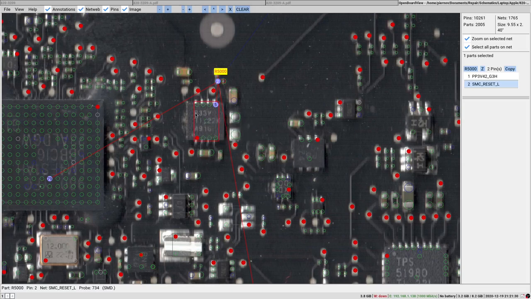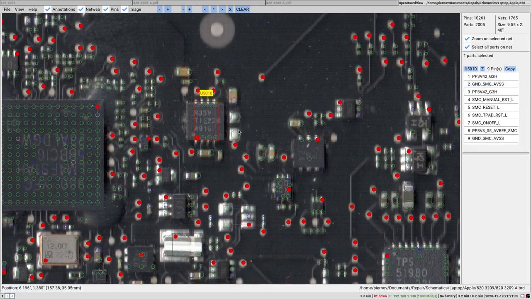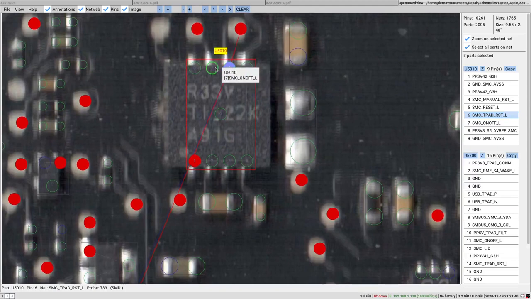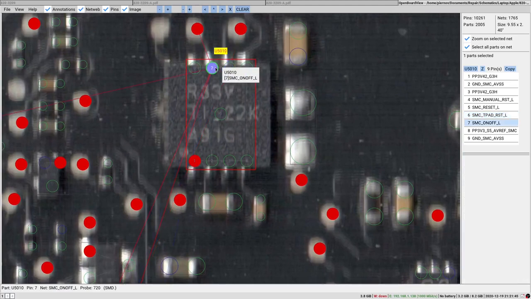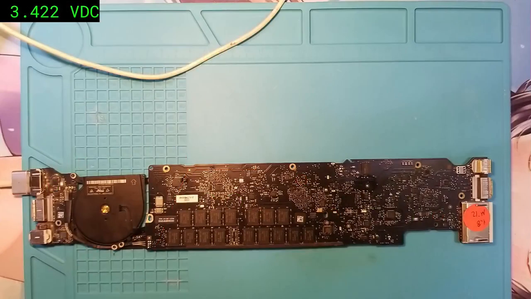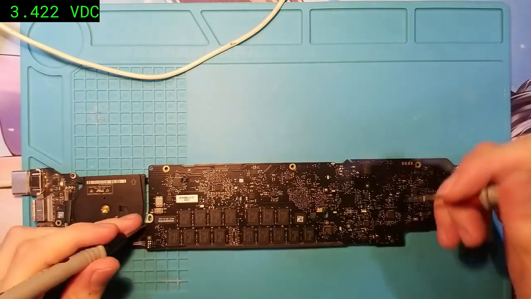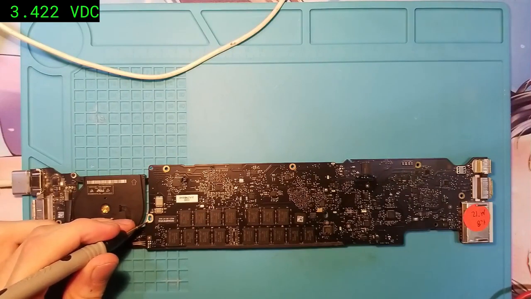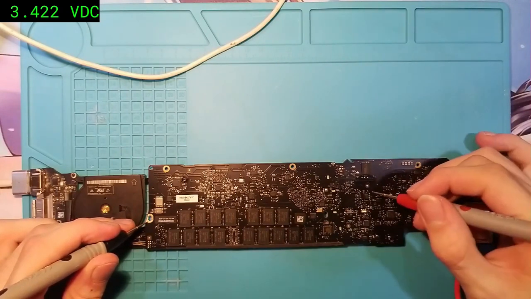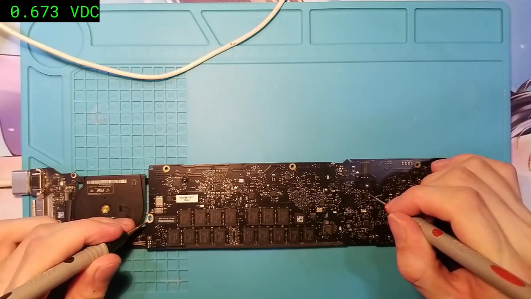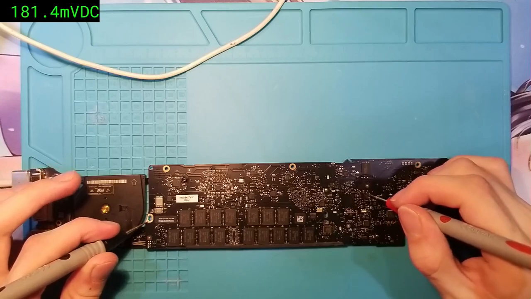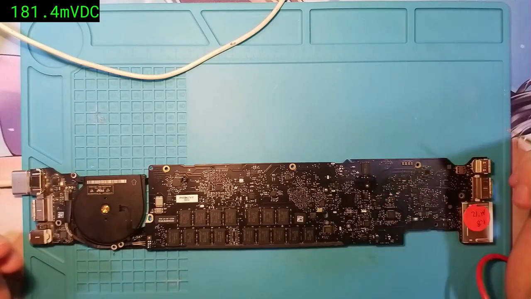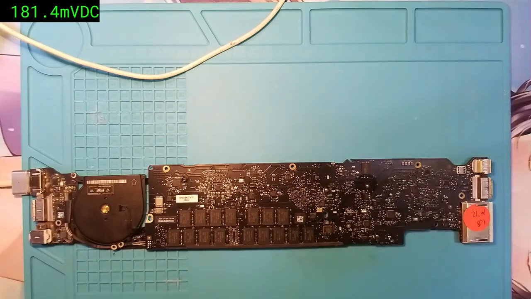On the board view, it's U5010 right there. And we want to check SMC T-pad RST L on pin 6 and SMC on off L on pin 7. So let's check those. So we have SMC T-pad RST L on this test point, which is 0.6 volts, and we have SMC on off L on the other test point, which is 0.2 volts. So both of them are wrong, so we definitely have an issue over here.